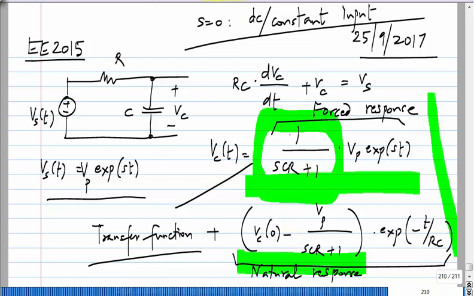But this we also saw does not work for S being minus 1 by CR. That is, if this RC circuit is driven by its own natural response, exponential minus t by RC, this solution is not right. So, what is the solution? Did you find it? I asked you to do this, right? Okay, please do it now.